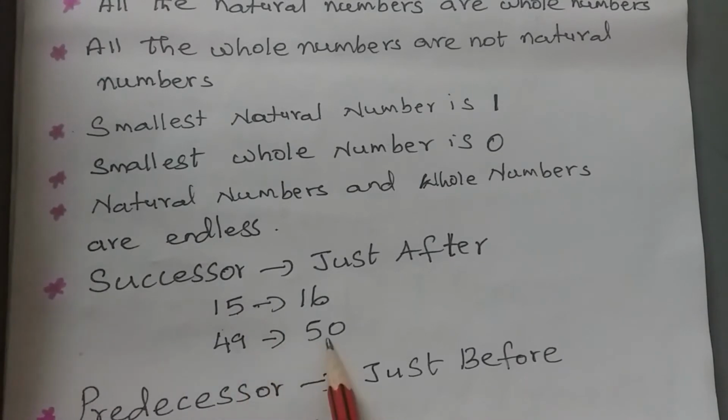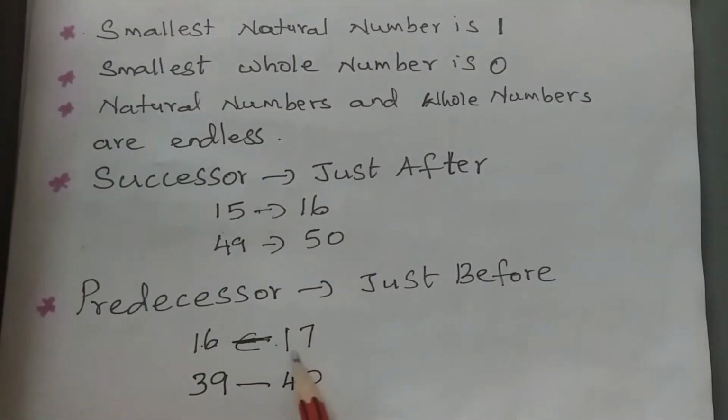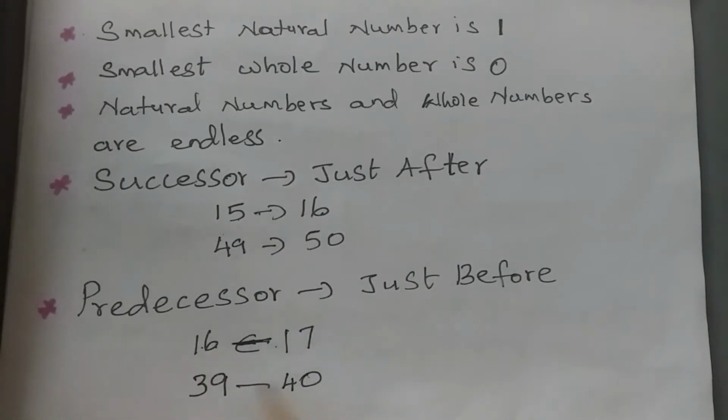Successor of 49 is 50. Then predecessor, which comes just before the number. So predecessor of 17 is 16. Predecessor of 40 is 39.